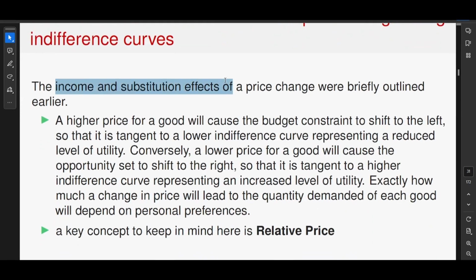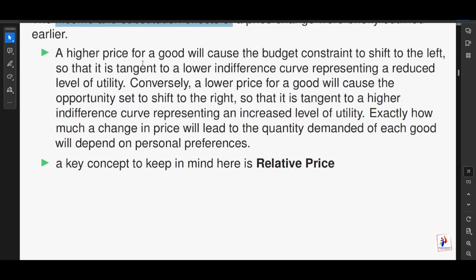So it says the income and substitution effect of a price change were briefly outlined earlier. A higher price of a good will cause the budget constraint to shift. Conversely, a lower price of a good will cause the opportunity set to shift to the right. So the tangent is higher, to a higher indifference curve, representing an increase in utility, right? So what I was just explaining, the reverse of that.